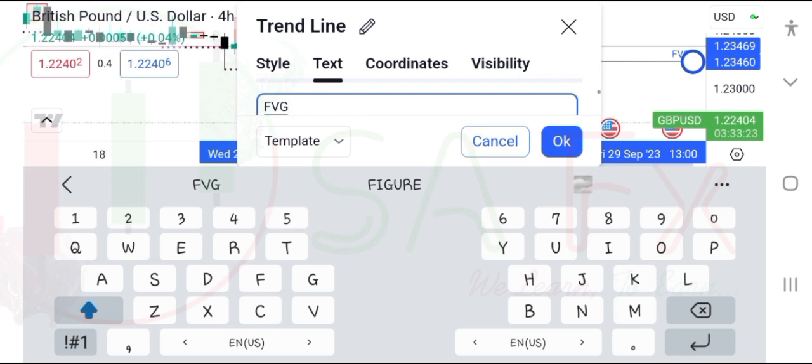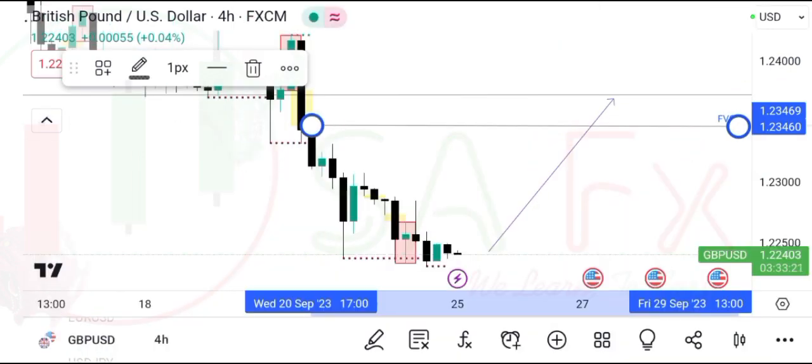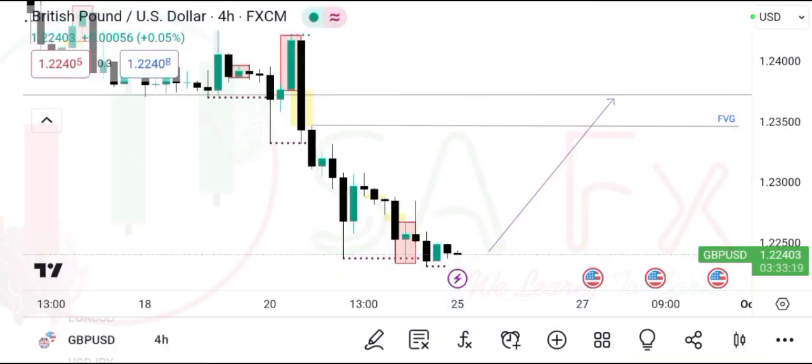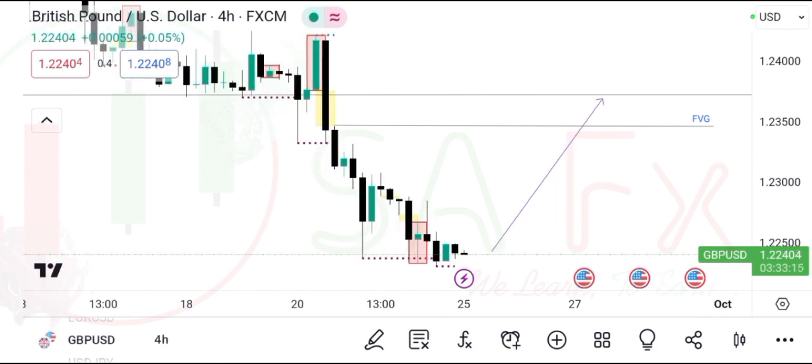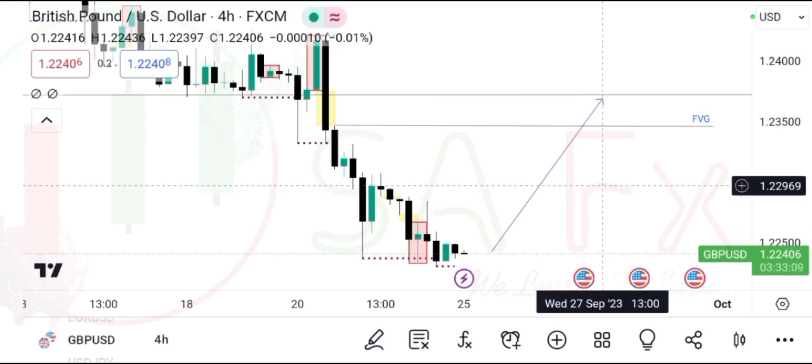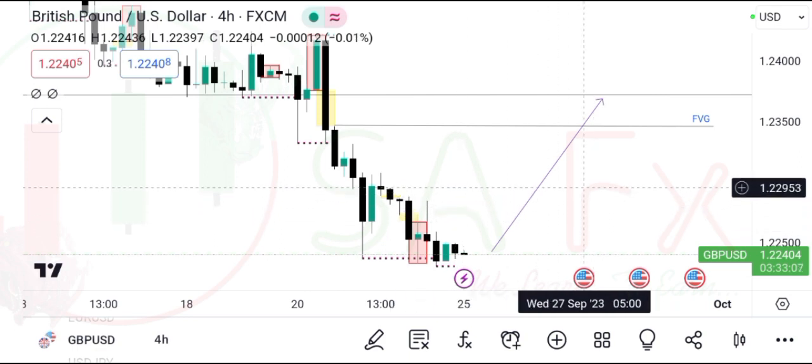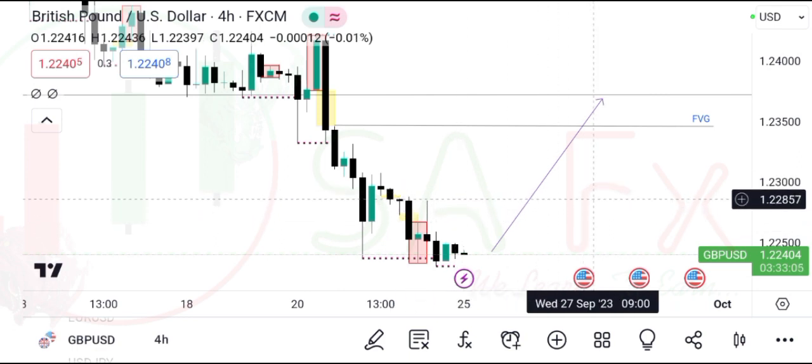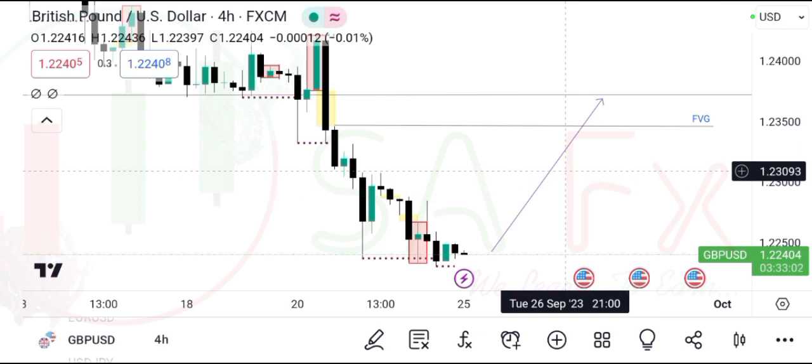Fair value gap. You see, so that's drawn liquidity. If you look at this, there is no better drawn liquidity aside this relative equal high. This is also a relative equal high. In fact, this is equal high. These are equal highs here.